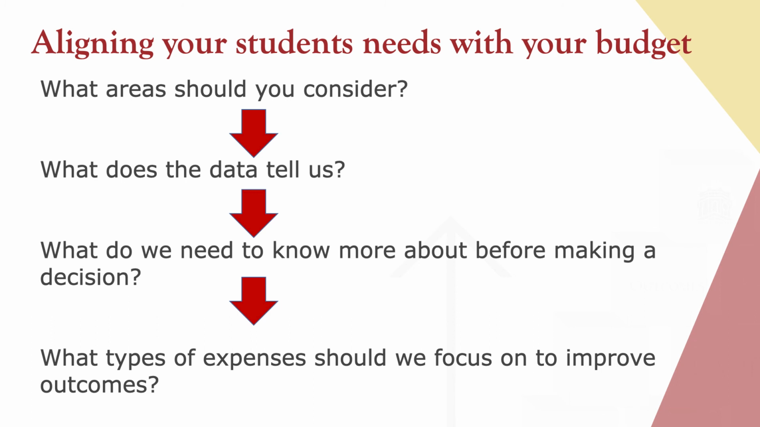Let's take a look at some of the components that should be considered when looking to improve how you are allocating your funding to drive outcomes. When you are aligning your students' needs with your budget, you should consider the following. What areas would impact student outcomes? What does the data tell us? What do we need to know more about before making a decision? Do you have enough data to make that decision? And from that, what types of expenses should your school prioritize to improve outcomes for students with disabilities?